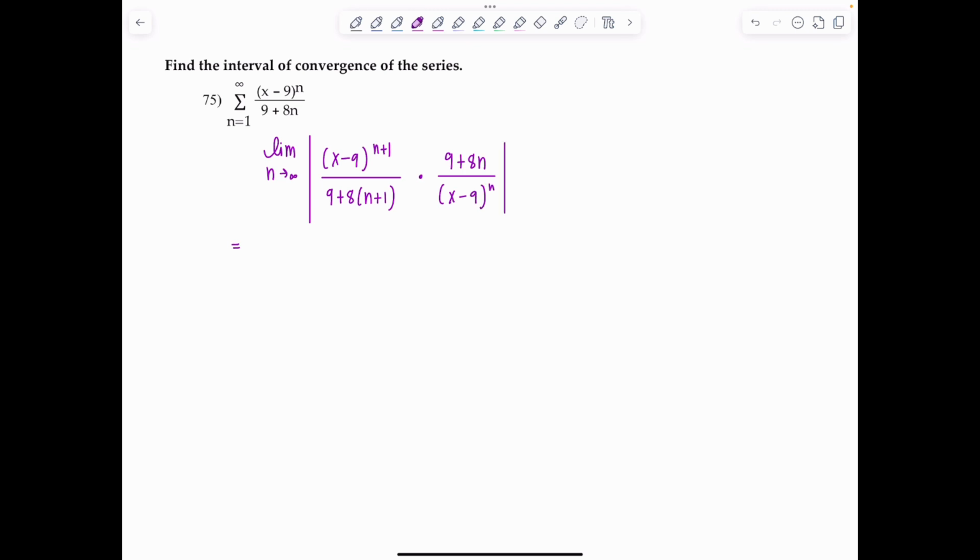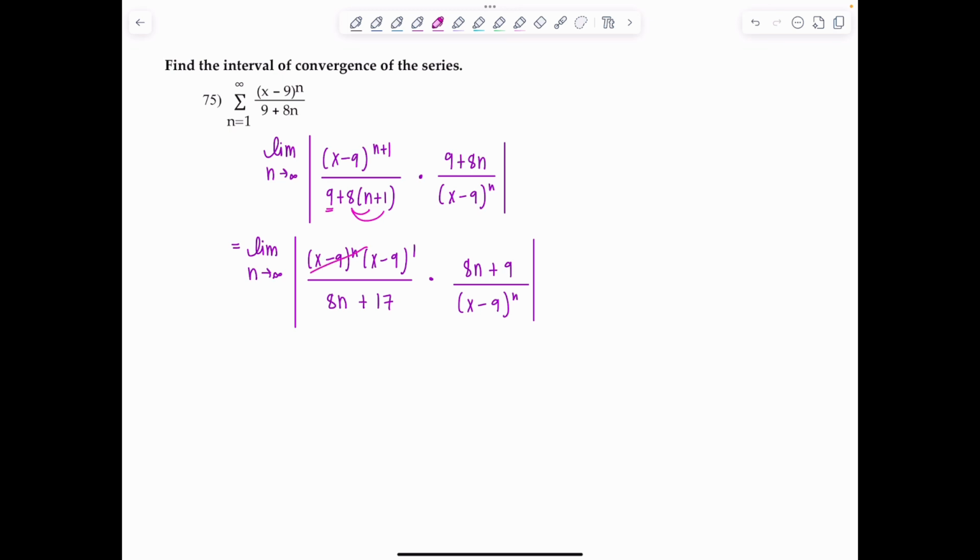Okay, then let's break it down for cancel party time. Limit as n goes to infinity, absolute value, (x minus 9) to the n times (x minus 9) to the first. This is going to be 8n plus 8, and then I have another 9, so this is 8n plus 17, times, let me put it in the same order, 8n plus 9 over (x minus 9) to the n. Are we good?